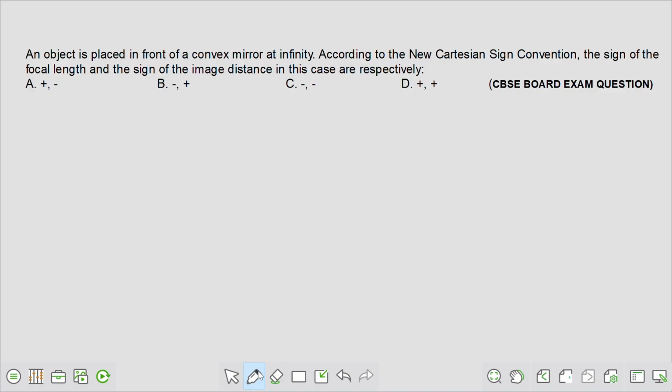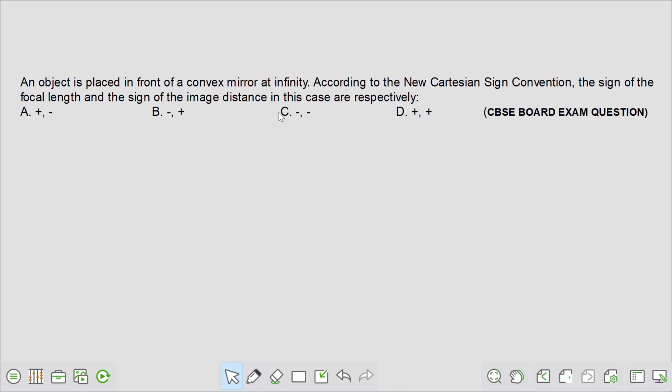Now let's see the third question. It says that an object is placed in front of a convex mirror at infinity. So the mirror is convex and the object is at infinity. Now, according to the new Cartesian sign convention, we have to identify the sign of the focal length and the sign of the image distance of a convex mirror. What are the clues given here? One is that the mirror is convex, and the other is that the object is at infinity. These are the two things given to us.